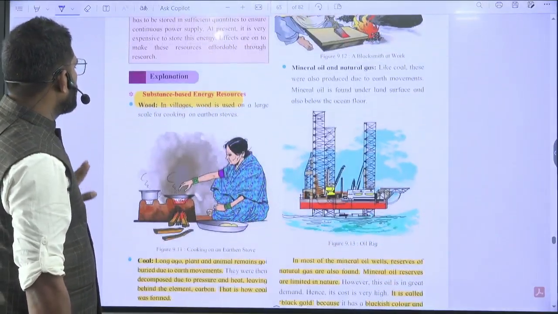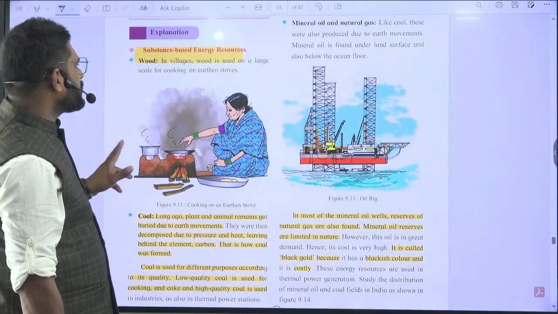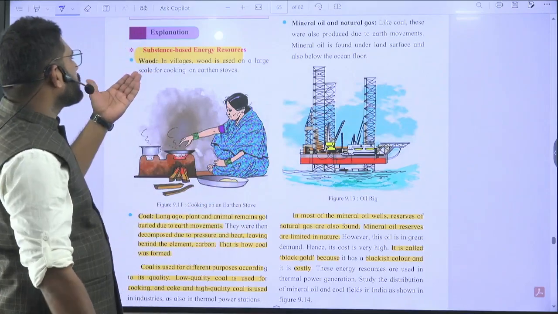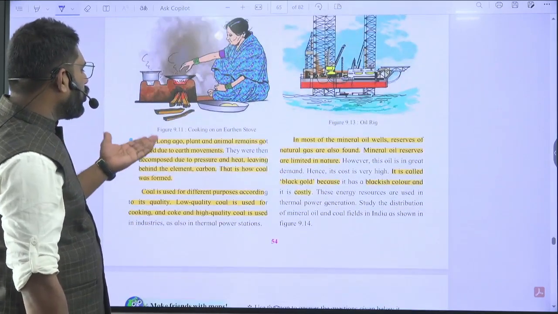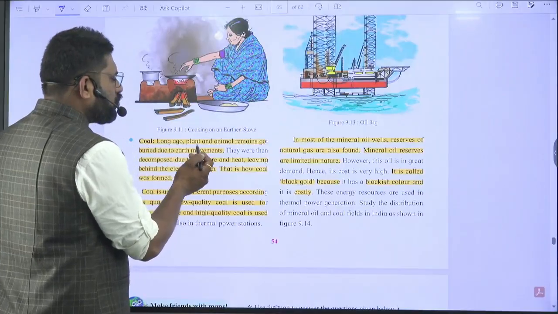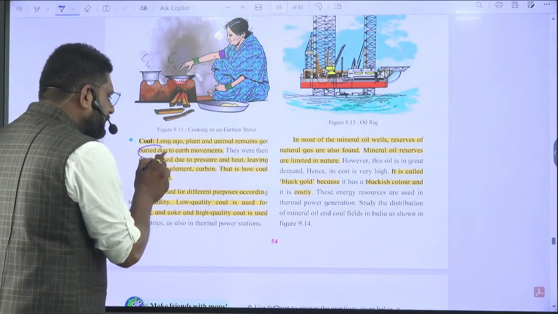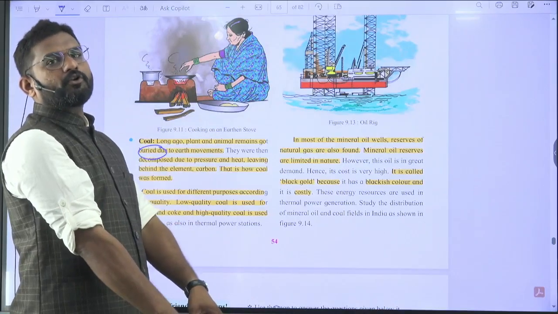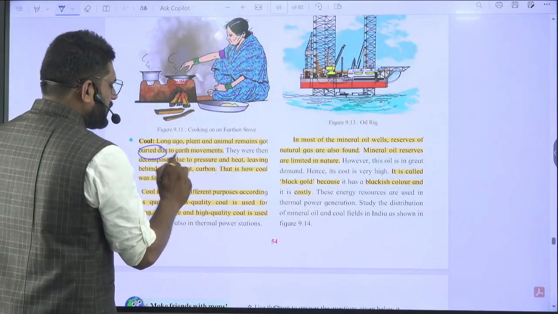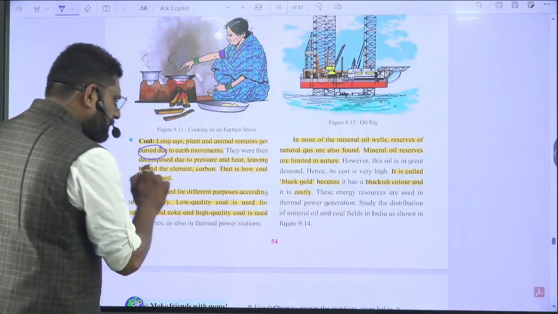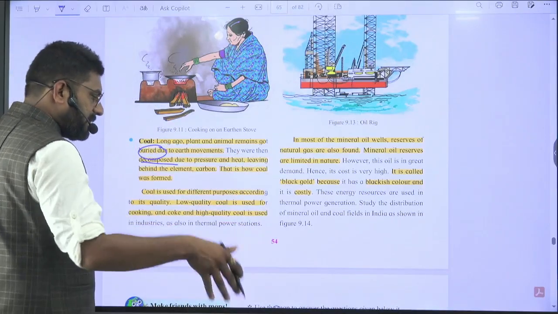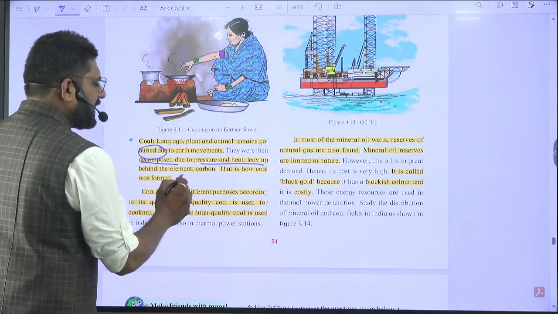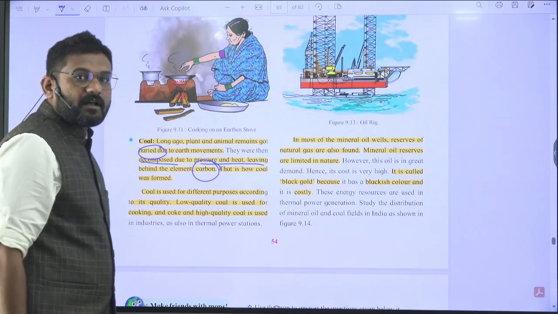Next thing. So substance based energy resources are there. Now we saw substance, काहीतरी वस्तूपासून बनलेल्या. तो it is wood, coal. So long ago plants and animals remains got buried. मी काय म्हटलं तुम्हाला आधीच सांगितलं की plants, animals, this gets buried deep into the earth, and because of this buried, it decomposes. Deep beneath the earth it gets decomposed, and due to the pressure and heat, leaving behind an element called carbon, and because of this carbon, coal is created.